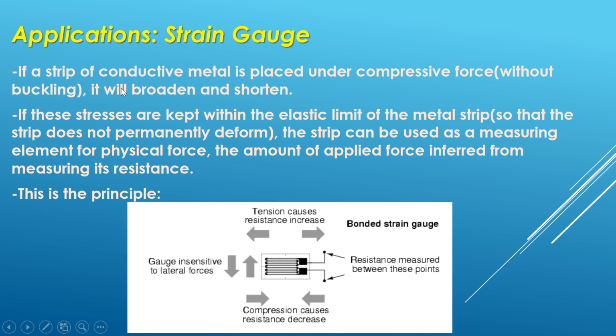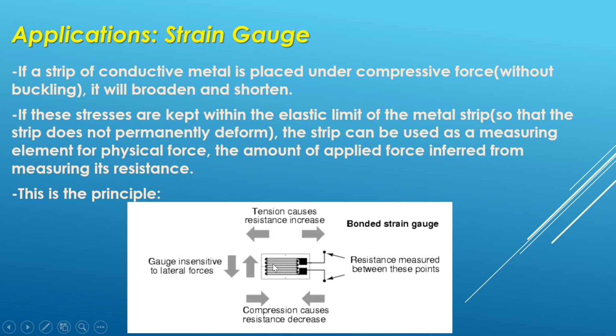Strain gauge. If a strip of conductive metal is pressed under compressive force without buckling, it will broaden and shorten. If these forces are kept within the elastic limit of the metal strip, so that the strip does not permanently deform, the strip can be used as a measuring element for physical force. The amount of applied force is inferred from measuring its resistance. We can see these are the principles.